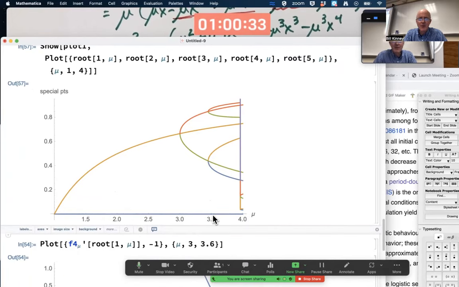At 3.54409, which is just barely to the right of this other one, right around here, I'd want to draw more branches for the period 8 point that would arise. Attracting period 8 point. And I could keep going.